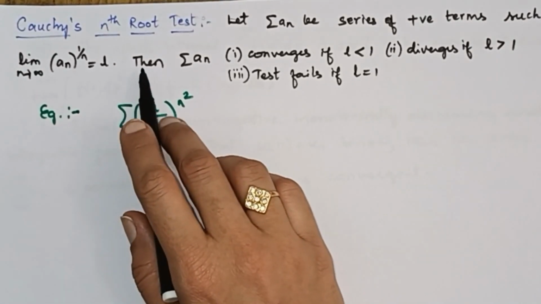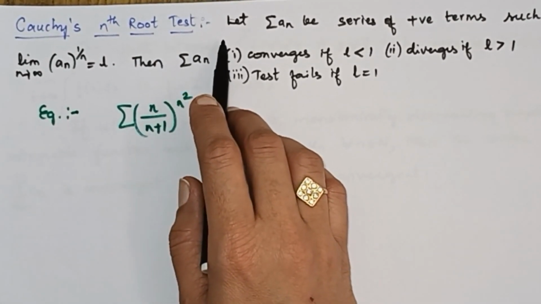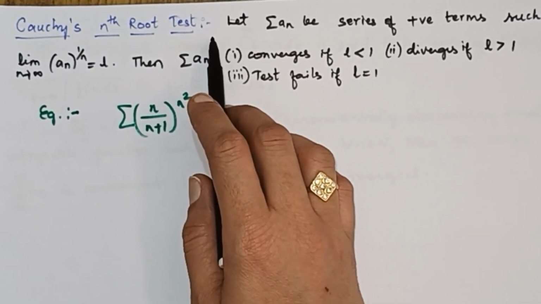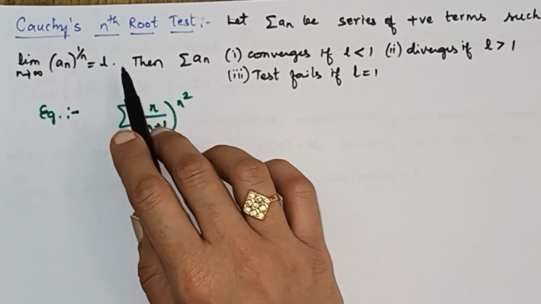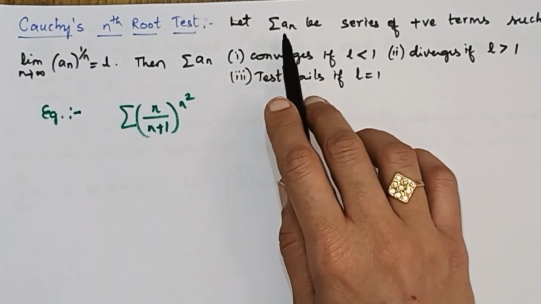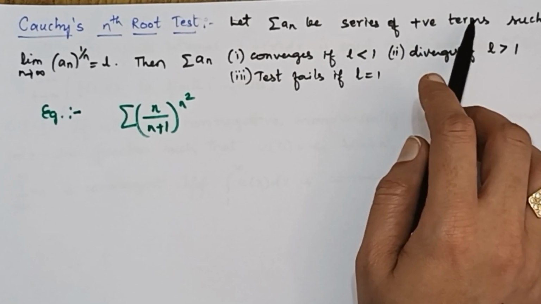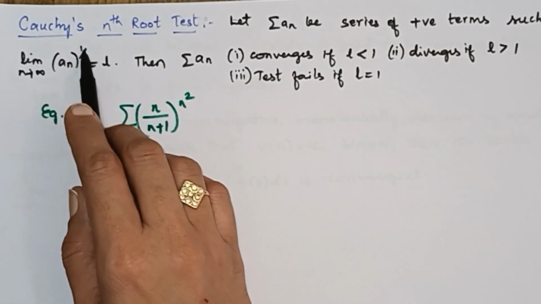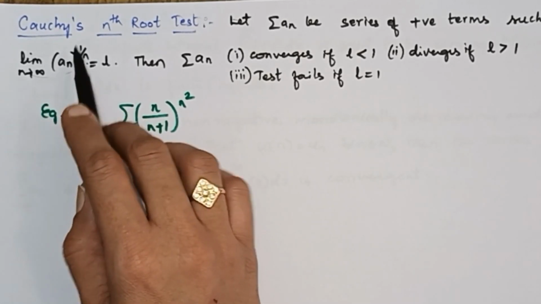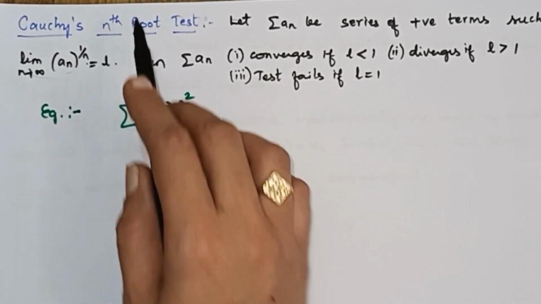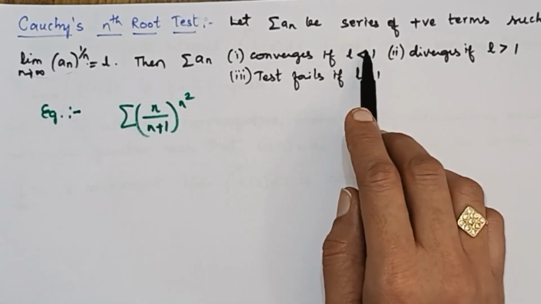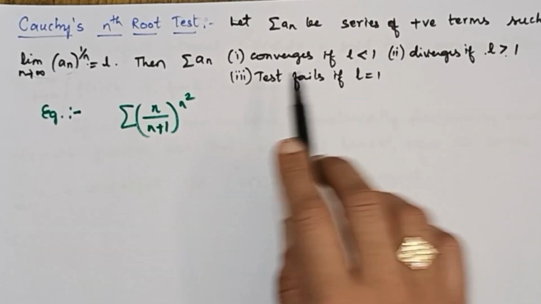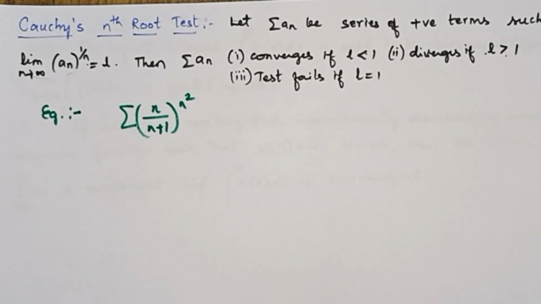Now the next test is Cauchy's nth root test. Most of the time, when the nth term of the given series is raised to some power of n, we usually go with Cauchy's nth root test. So, for example, let summation an be a series of positive terms such that limit n tends to infinity an to the power 1 by n equals L. We have to calculate this value in the case of Cauchy's nth root test. If this value is less than 1, then the series converges. If greater than 1, the series diverges. The test fails if L equals 1.